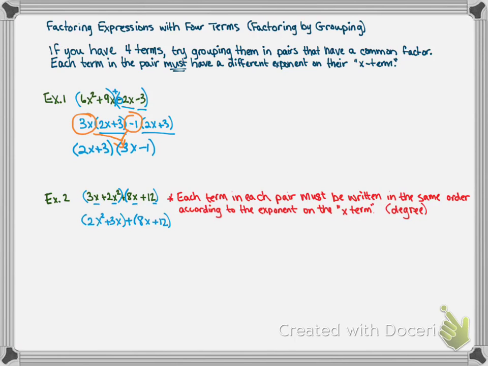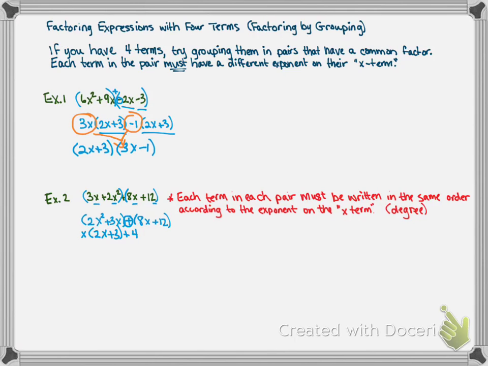If we look at our first pair, 2x squared and 3x, our greatest common factor is x. So I pull it out, put my parentheses, then 2x squared divided by x is 2x. 3x divided by x is 3. Let's look at our second pair. So 8x and 12, our common factor is 4. Put the parentheses, it's plus 4 because there's a plus in between.